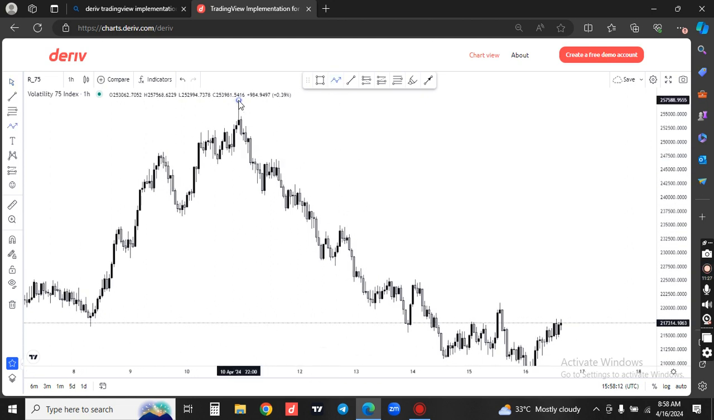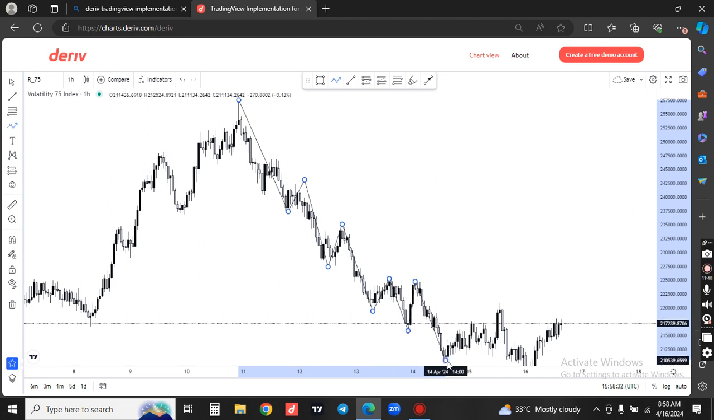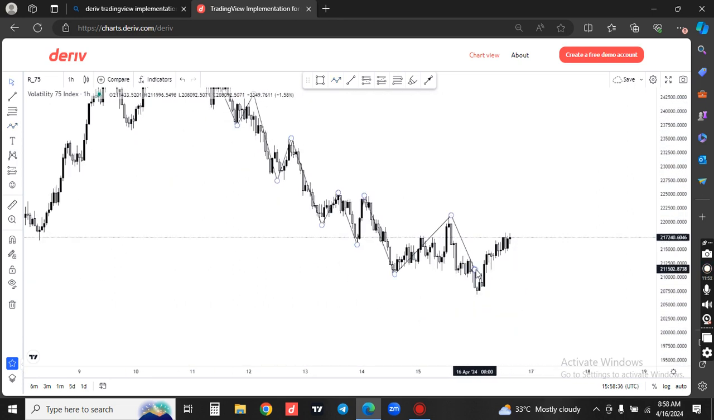So this is it, this low. Take out this very last low, right? Then we have our pullback: lower low, lower high, lower low, lower high, lower low, lower high, lower low, lower high. Let's see the last low. This is the last low, right?